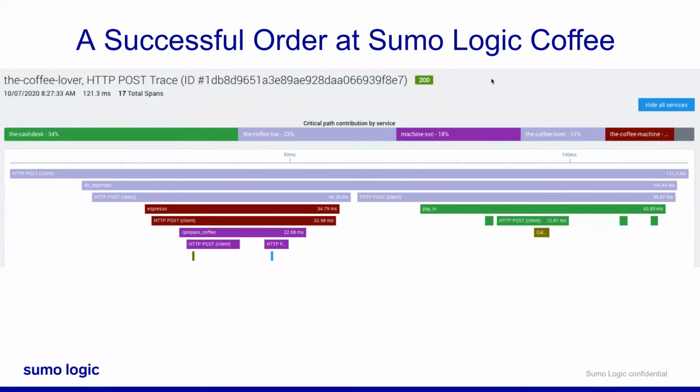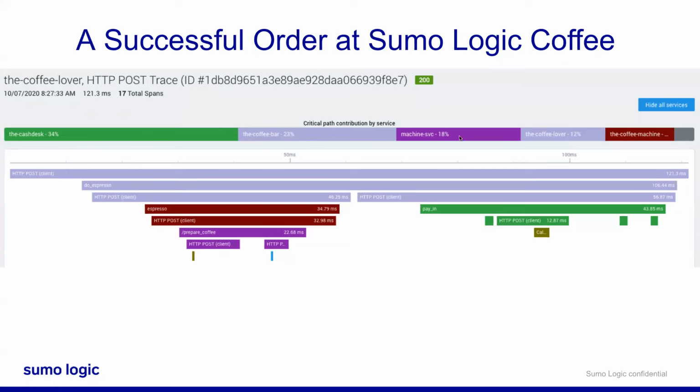And what we see here with this 200, the successful order, is the various services that were involved in placing that order or fulfilling that order. We see the cash desk, that portion of the system that's in charge of money, running the credit card, checking prices, doing all that kind of math stuff. We see the coffee bar that's responsible for a portion of the ordering process, specifically capturing the type of beverage.